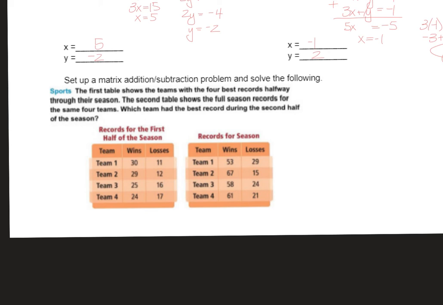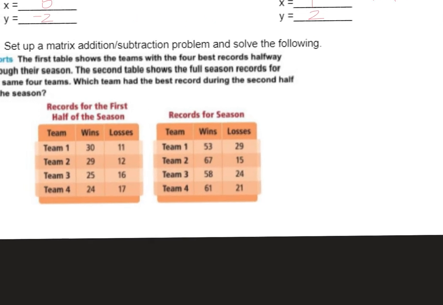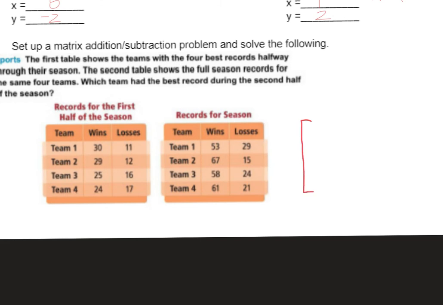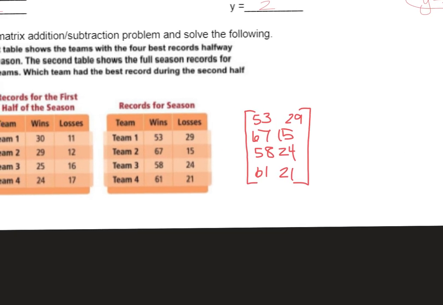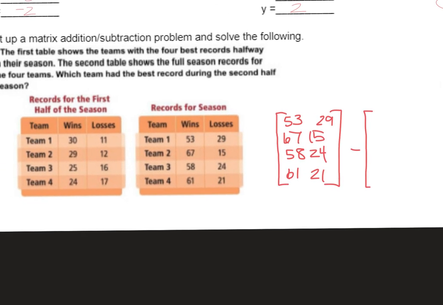But with all this information, the purpose of matrices is just to help organize it a little bit better so we don't miss one subtraction problem or make a mistake on one. So here's what we're going to do. We just take the records for the whole season, which is 53 wins, 29 losses for Team 1, 67 wins and 15 losses for Team 2, 58 and 24, 61 and 21. And we could set this equal to x plus the first half, but I'm going to go ahead and just do the subtraction problem.